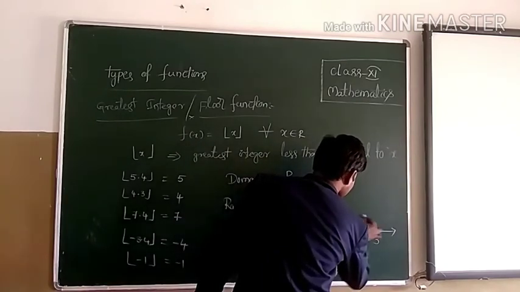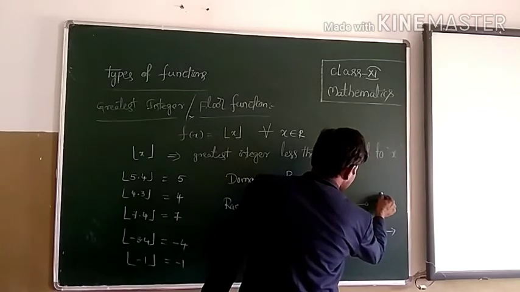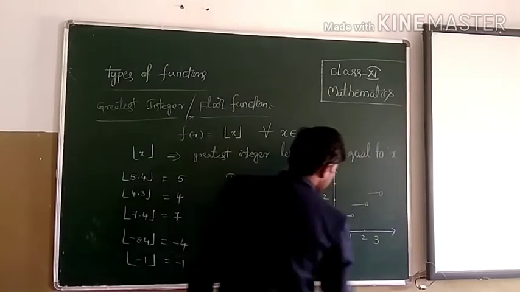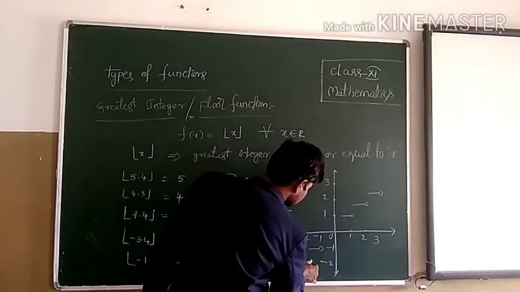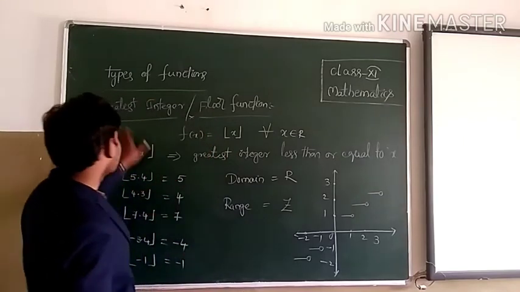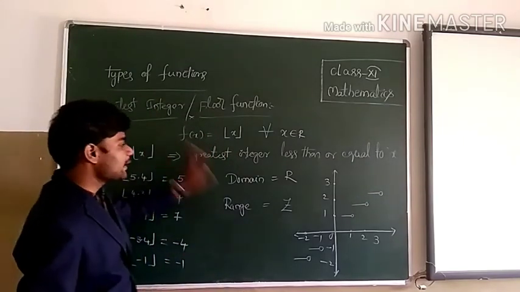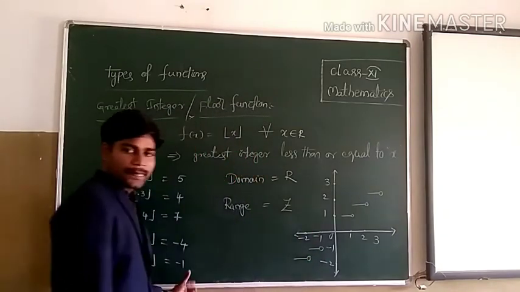So this is 1, and another is here. In this way we can observe the graph of a greatest integer function. This is a graph diagram of the greatest integer function.